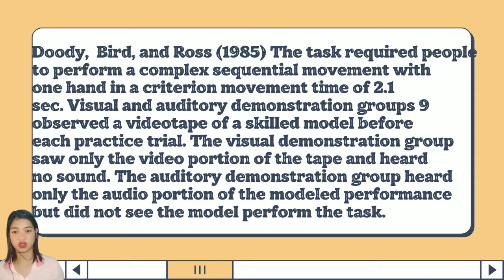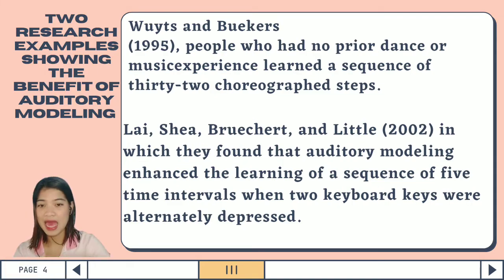The visual demonstration only group did worse. As the result of the research of Bird and Ross, 1985, the group that heard the audio portion of the performance did better than the visual demonstration group. There are two research examples showing the benefit of auditory modeling for learning rhythmic sequences. This research involves a laboratory task and a sequence of dance steps.